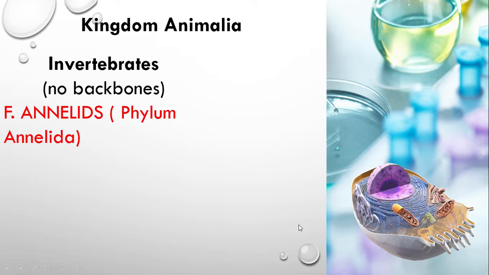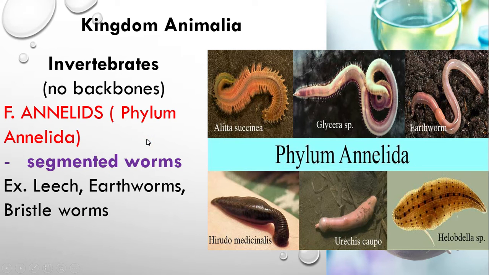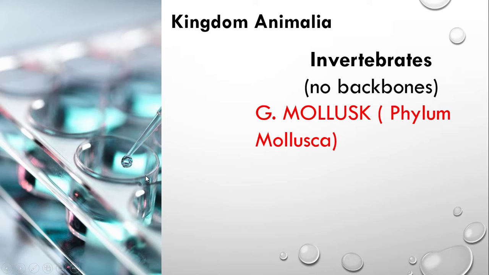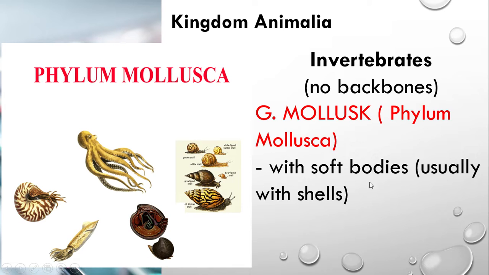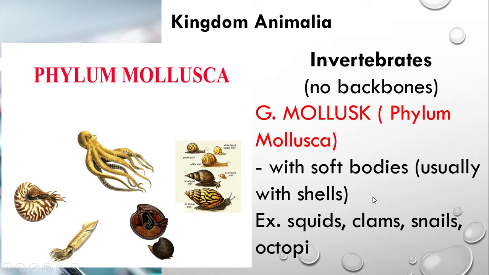Another type of invertebrates, no? This is the phylum Annelida or the annelids. Okay? It includes segmented worms like leech, bristle worms. They are under phylum Annelida. And then we have phylum Mollusca or the mollusk. Okay, like this one here in the picture. They have soft bodies. Usually they have shells like snails. They are under phylum Mollusca. Okay, squids and clams, snails, and octopi are also examples of organisms belonging to phylum Mollusca. Although squid and octopi do not have shells, they are similar with other mollusks that have shells like clams and snails.